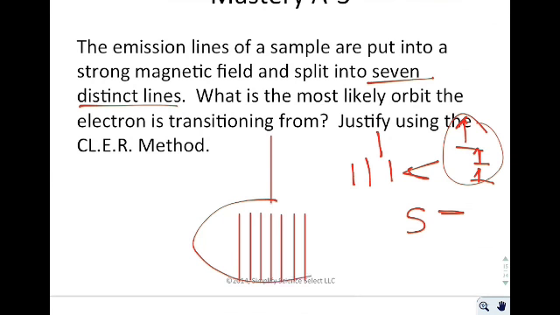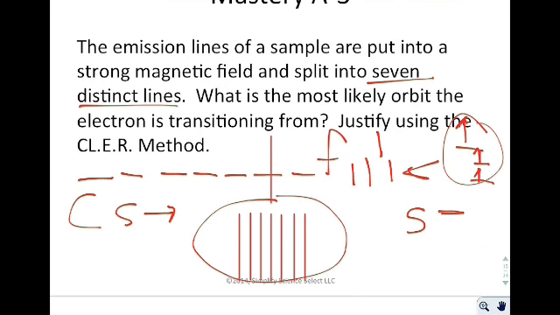Well, if I have 7 distinct lines, I'm going to need something which has 7 suborbitals. Well, the 7 suborbitals are only possible in an f suborbital. So what I would say is that it is from an s to f transition. Now, the evidence that I have to support that is the fact that it goes from 1 to 7 lines. Now, the reasoning that I have for that is that it was initially in an s orbital because there was 1 line, and that it transitioned to 7 because there are 7 lines in an f orbital.